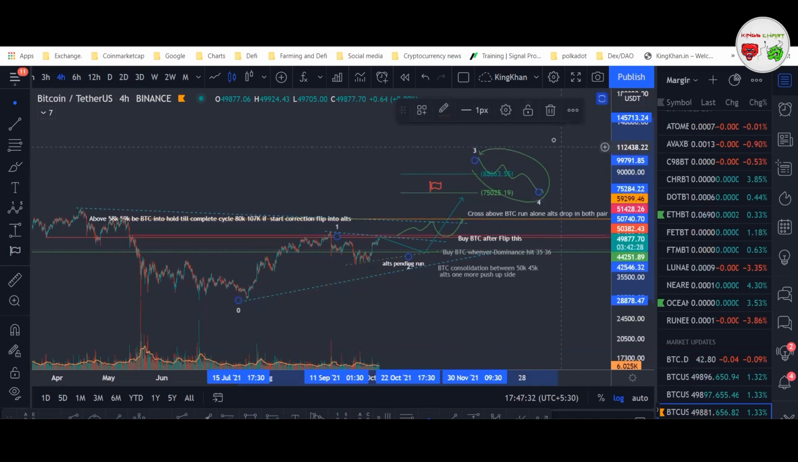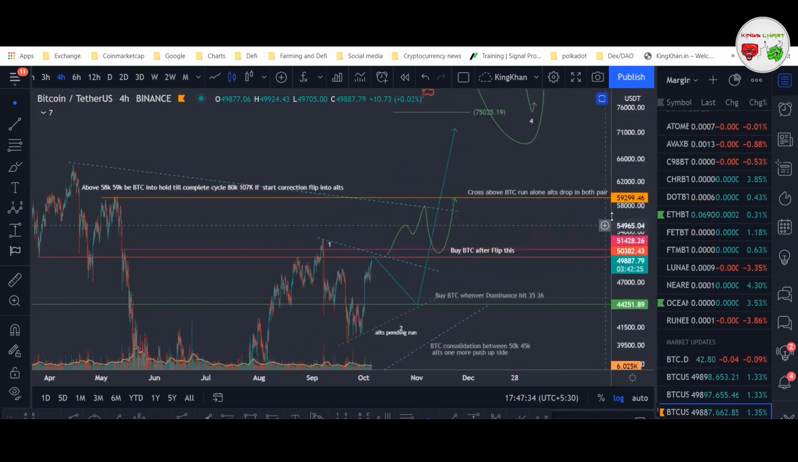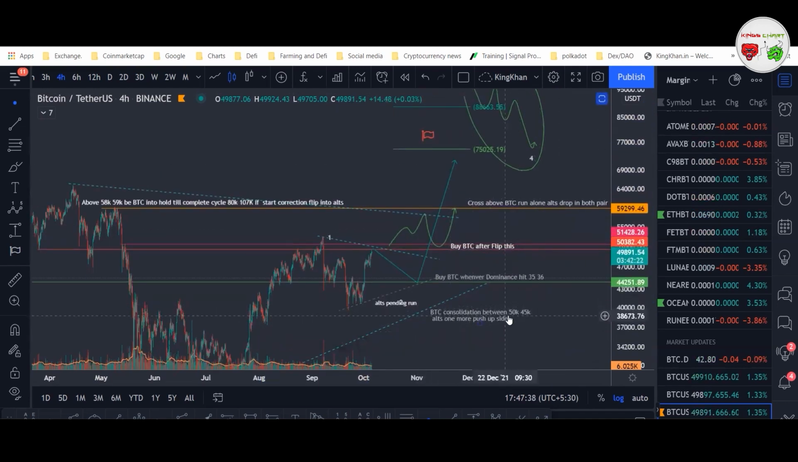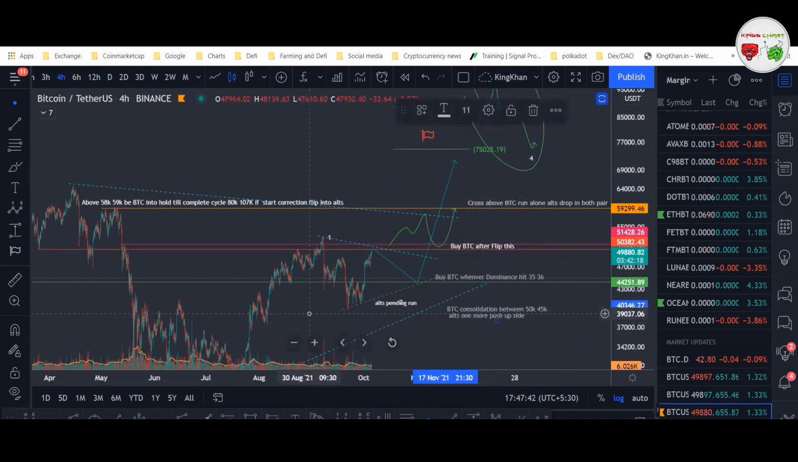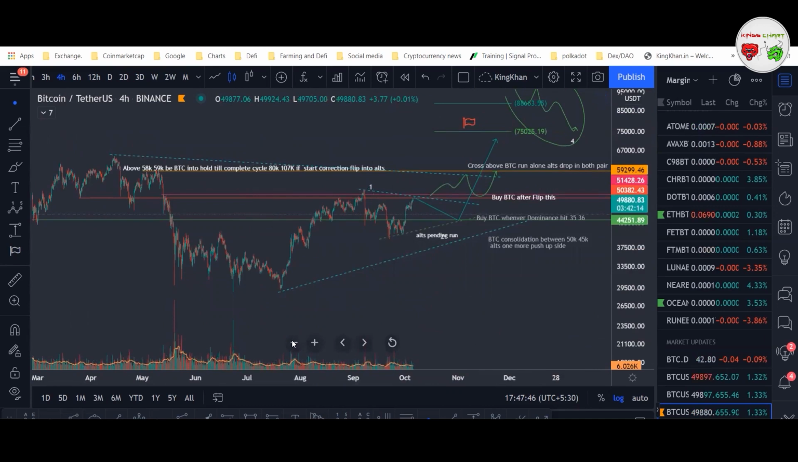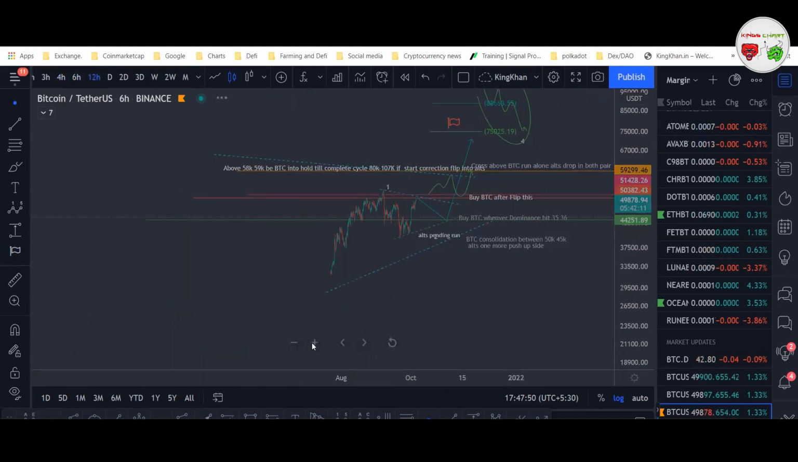You can say euphoria mode in everything, like here. BTC consolidation between 50 and 45k. One more push up to the upside, already mentioned here. So you can play like this. This is the Bitcoin and dominance complete market analysis.